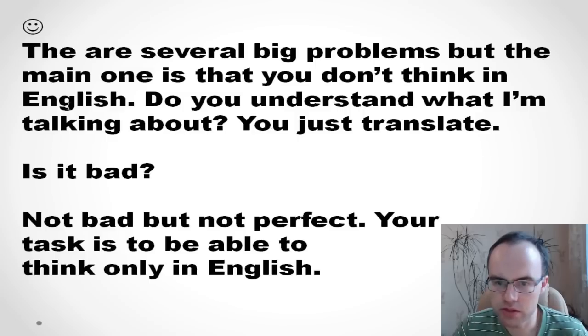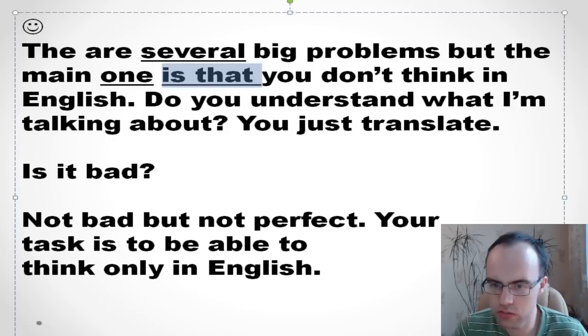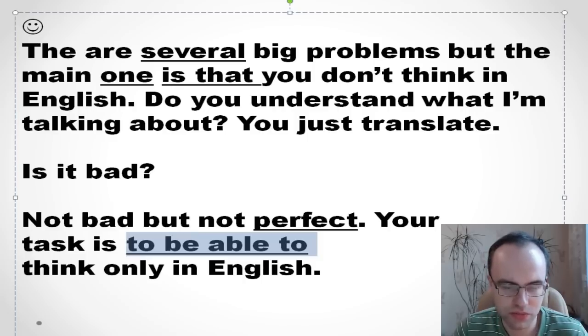There are several big problems. There are several or there are some big problems. But the main one or the main problem is that you don't think in English. Do you understand what I'm talking about? You just translate. Is it bad? Not bad, but not perfect. So it means, but not very good. Okay, not excellent. Your task is to be able to think only in English. So to be able to think, it means that you need to think only in English. You should try to do it only in English. So without your mother tongue.